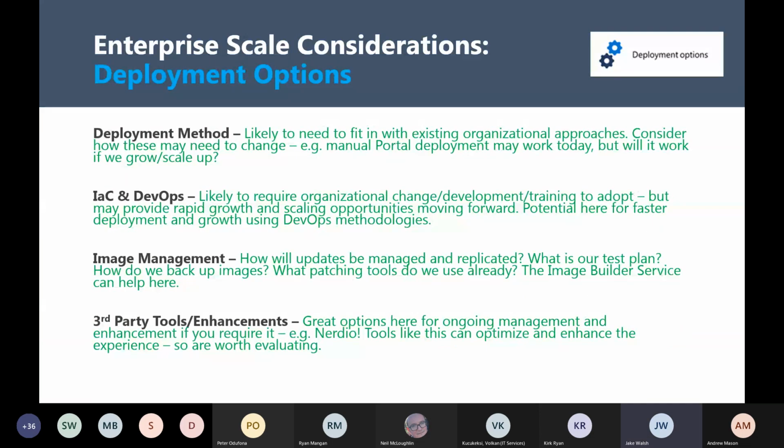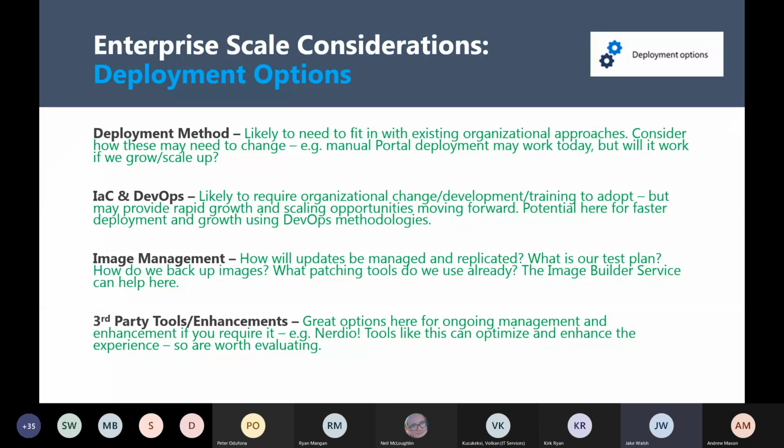Talk about deployment options as well. This is the 7th of the 8 areas. So deployment methods, these are going to vary massively from organization to organization. I think this is something where you need to consider how that will change if you grow. So deploying machines manually might work today, but will that work if the organization grows massively? Do we need to look at infrastructure as code? Perhaps we need to look at Terraform. Perhaps we look at a third-party product like Nerdio, for example.